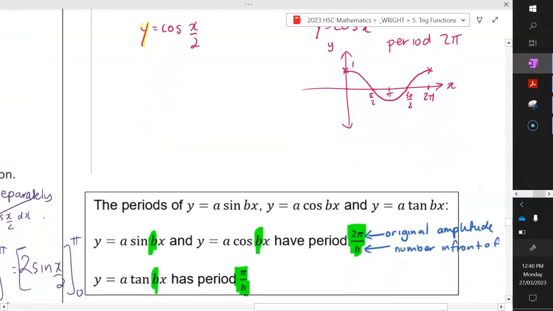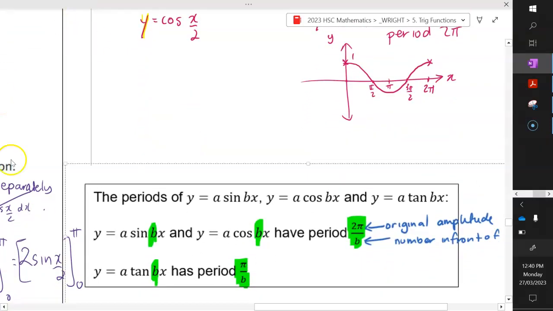I'm just going to scroll down here. This part here in this little box comes from your year 11 book. And it talks about the periods of sine, cos, and tan. But what we did is we popped letters in front of the whole function, and we popped letters in front of our x. So if you have a look over here, if y is equal to a cos b of x, it has a period of 2 pi over b.